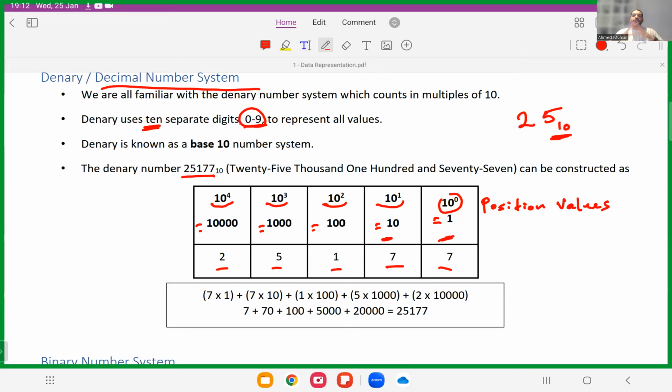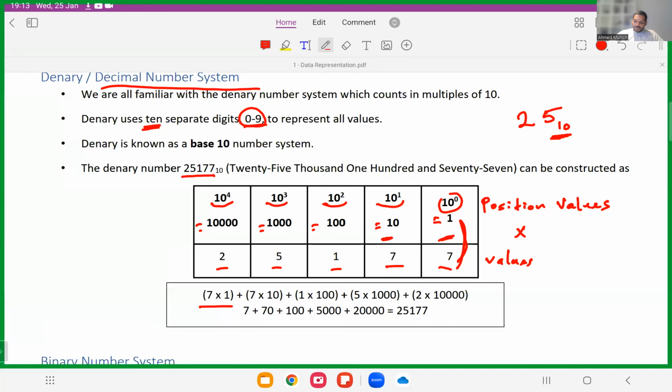Now what we do is we take the value we have. For the number 25,177, these are the values we have: 2, 5, 1, 7, 7. We take the values and multiply them by the position values. As you can see, we have taken 7 multiplied by 1.